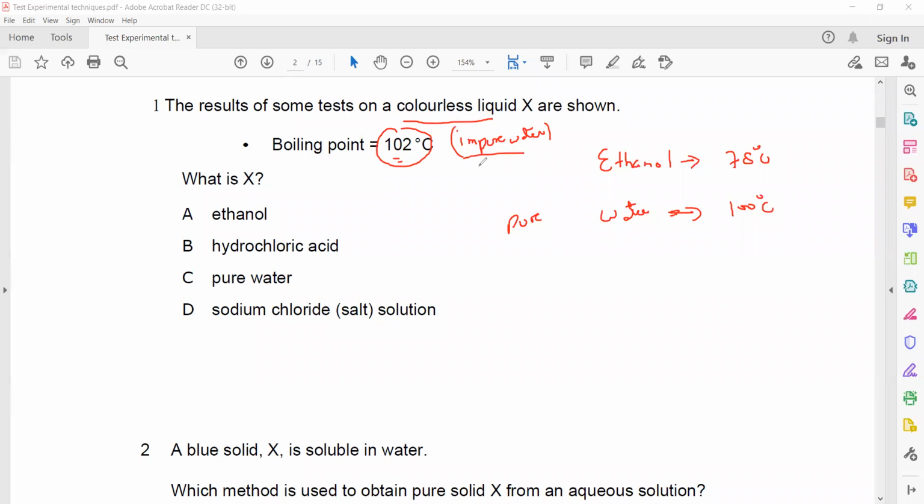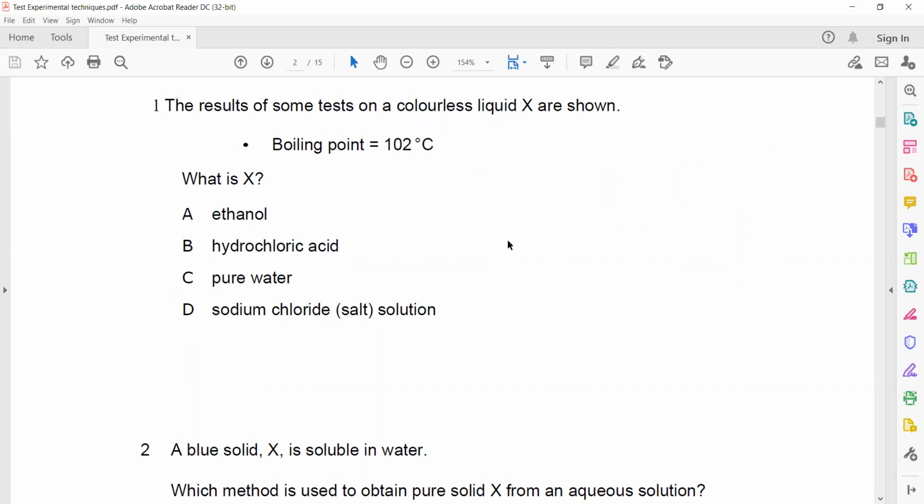And what could be impure water? Salt solution. When you add salt to water, the water becomes impure because different substances are present. That's why option D is the right answer for this. So whenever you have a salt solution, it will not boil at 100 because of the impurities. The boiling point increases, so it will be more than 100. That's why D was the right answer for question 1.